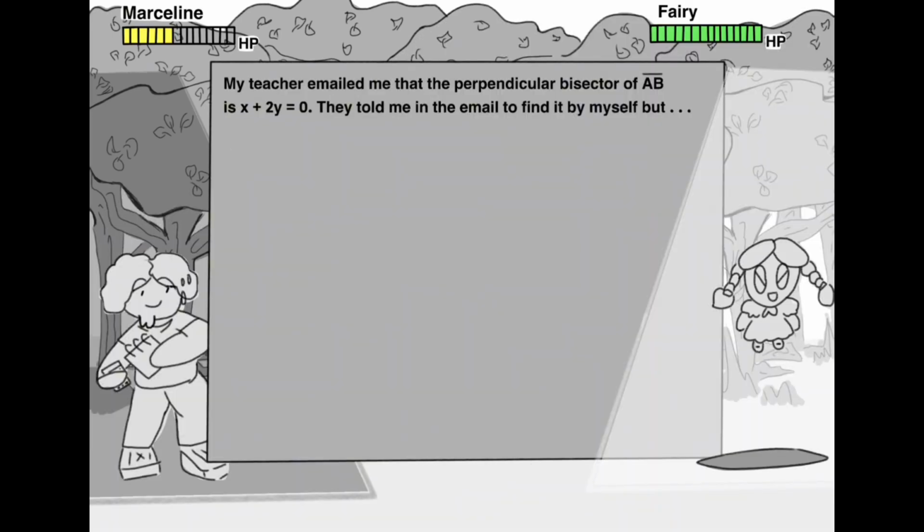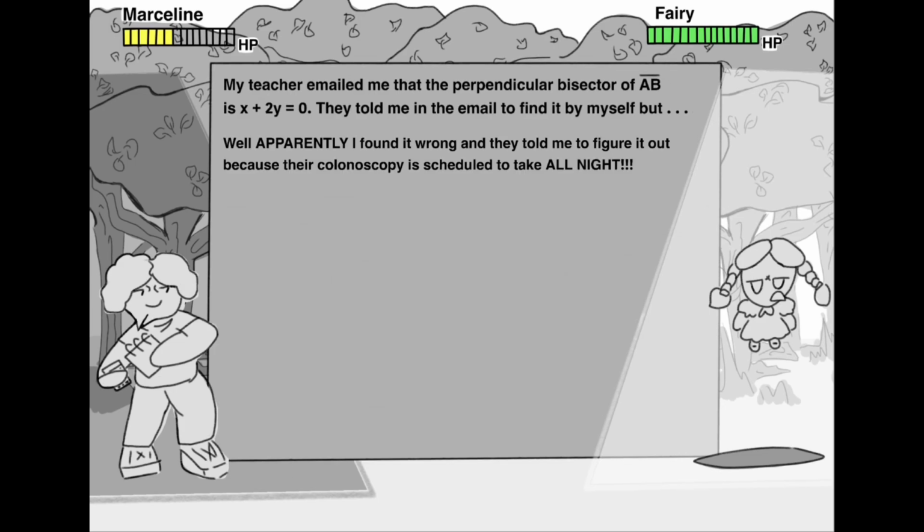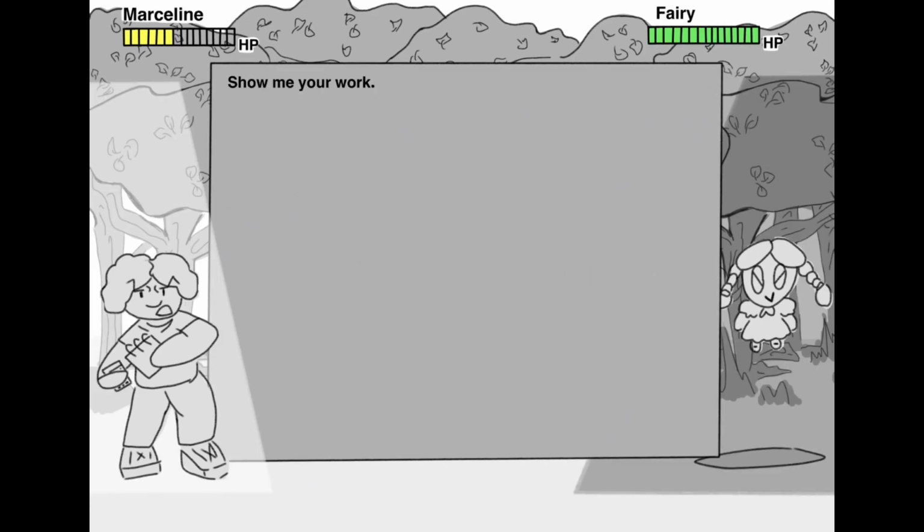My master emailed me that the perpendicular bisector of side AB is x plus 2y equals 0. They told me in the email to find it myself, but, well, apparently I found it wrong, and they told me to figure it out because their philosophy appointment is scheduled to take all night. Show me your work.